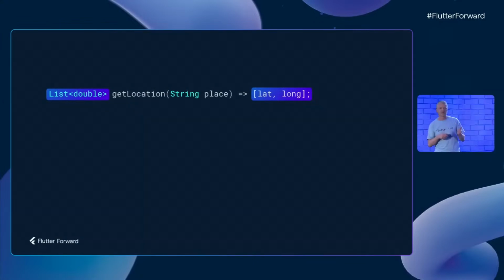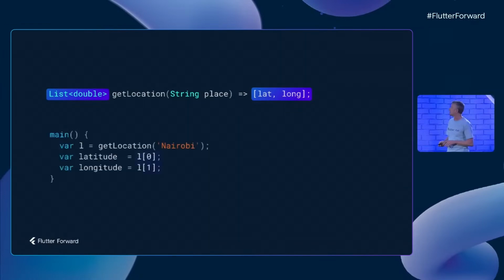Currently, to return both latitude and longitude, we put both values into a list. That means over here on the caller side, we need to read out the latitude and longitude manually using positional access. Let's hope we don't get those pesky indexes wrong.